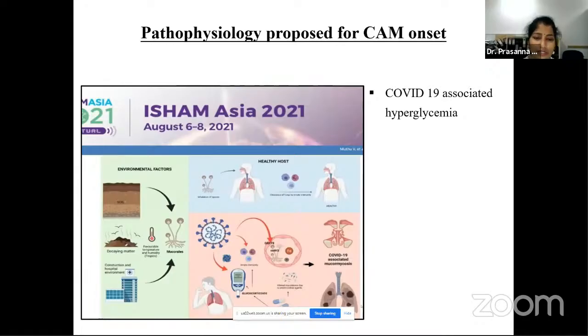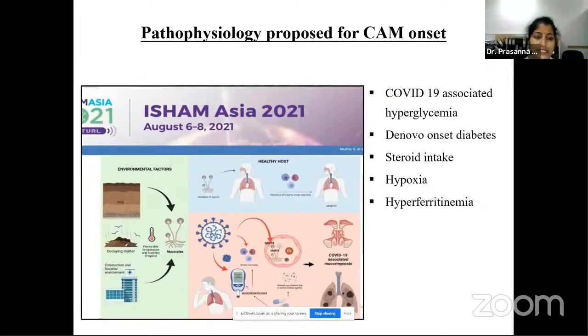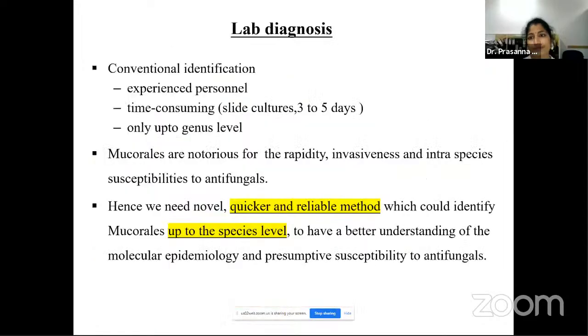COVID-19 is a disease associated with hyperglycemia, and due to the destruction of pancreatic islet cells, there is de novo onset of diabetes, and steroids in turn lead to hyperglycemia. Not only this, there is severe hypoxemia and hyperferritinemia. All these factors lead to increased expression of GRP78 receptors on the vascular endothelium, and these are the binding sites for the Mucorales CotH3 receptors. Thus, COVID-19 patients are more prone to this mucormycosis infection.